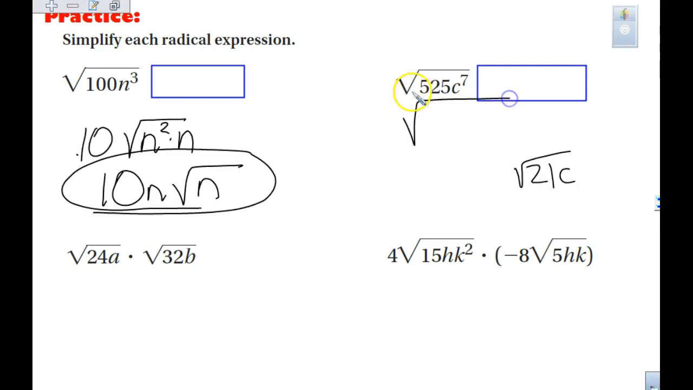Lizzie, how'd you factor 525? 25 times 21. I'm going to go c to the 6th and c.